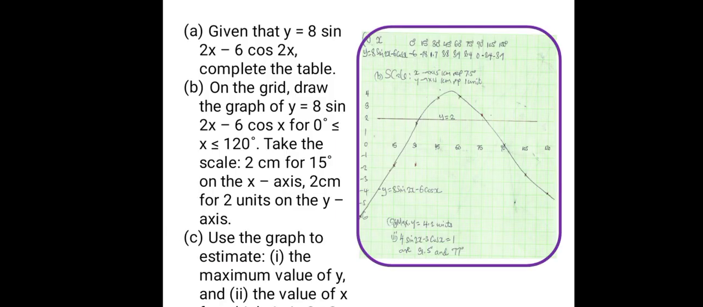Given that y = 8 sin 2x - 6 cos 2x, complete the table. On the grid, draw the graph of y = 8 sin 2x - 6 cos x for the range between 0 degrees and 120 degrees. Take the scale 2 cm for 15 degrees on the x-axis, 2 cm for 2 units on the y-axis.